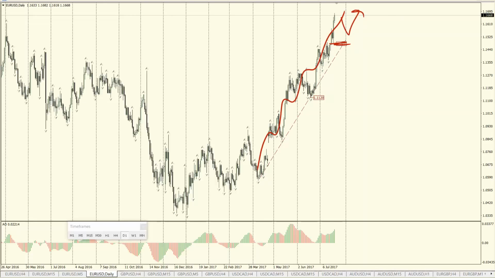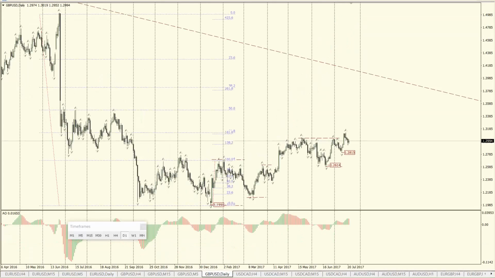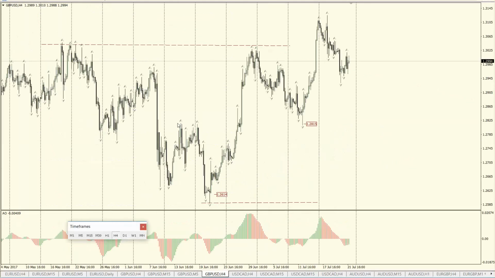Next pair is British Pound. British Pound was not so active. As you can see, this pivot is still the pivot that is protecting the trend up. We have this FZR, and also after this FZR up, we have the D1 trend phase up. And I am still looking at that pair as for going up. But the only thing is, this pair is kind of very passive with this trend up.